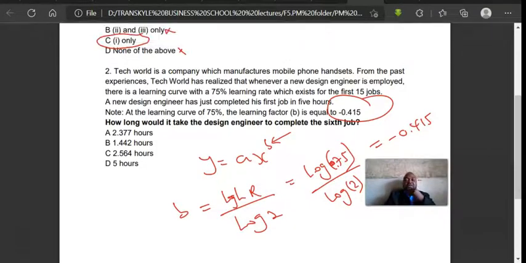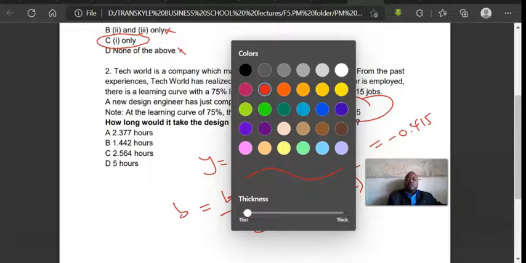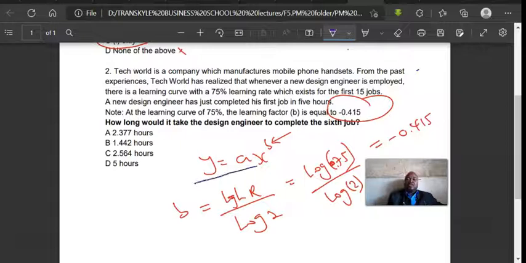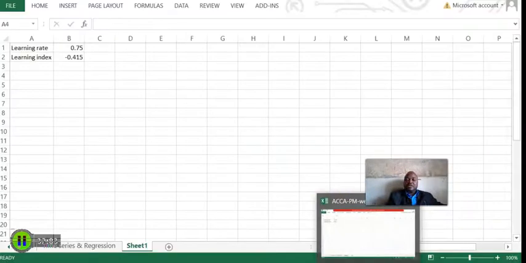All right, let us try to originate figures. A new design engineer has just completed his first job in 5 hours. Okay, so we need to take this equation. Like I said, we are given these equations in the exam, but let us try to take this equation to a spreadsheet because it is going to assist us.